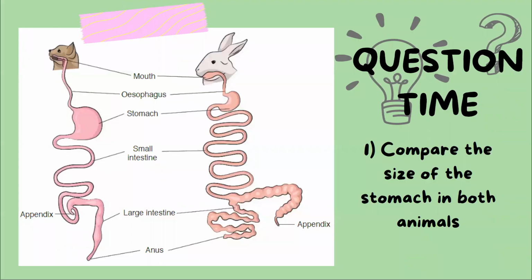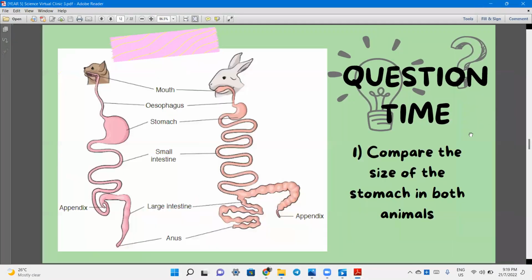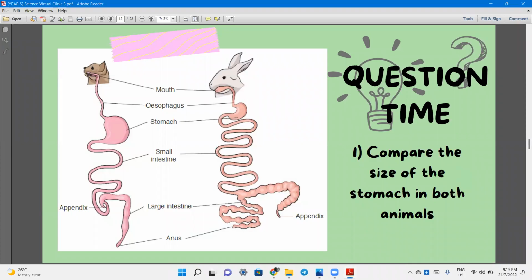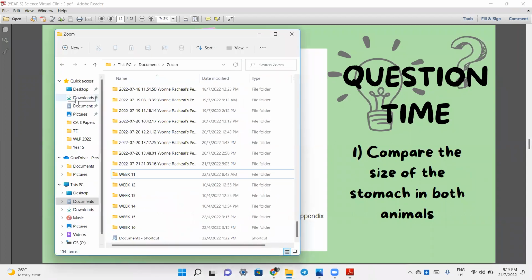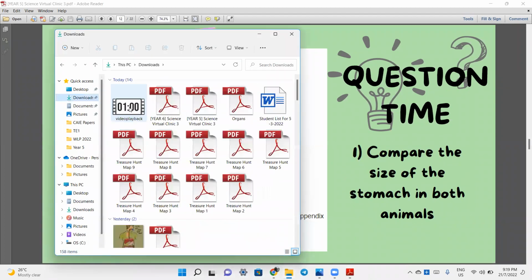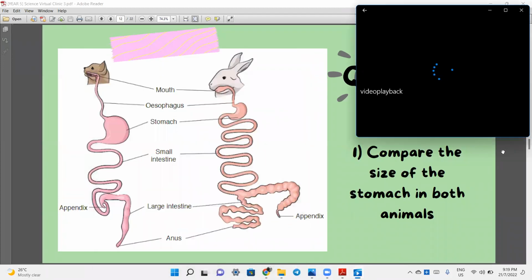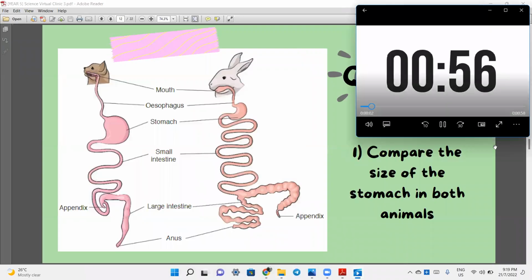Question number one: compare the size of the stomach in both animals. I'll give you 1 minute to think of the answer. Wait, hold on. The timer seems to not be working. Okay, here you go. I'll give you 1 minute to try to guess. Here is the 1 minute.